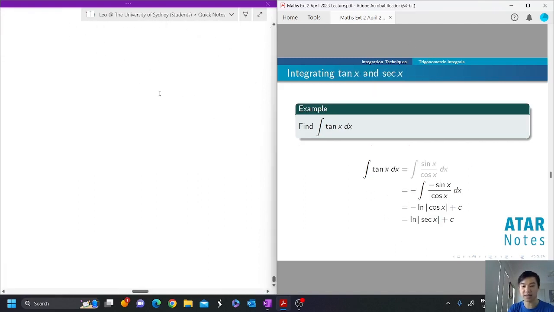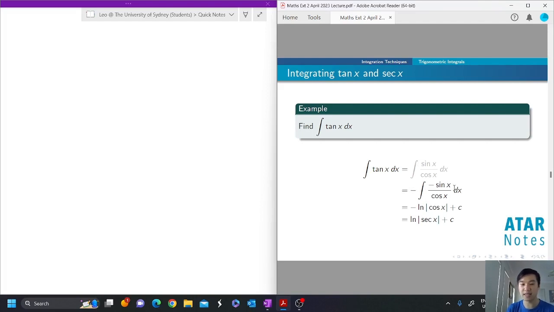Okay, this is a classic: how we integrate tan. Well, this is pretty easy. Just remember that tan is the same thing as sine over cos. And remember that the derivative of cosine is negative sine. So we want to make sure we have a negative sign in the front. So you can put a negative, but also put a negative at the front so you're not changing the question.